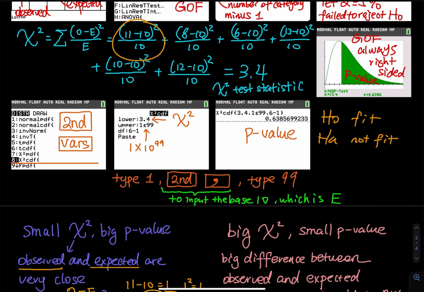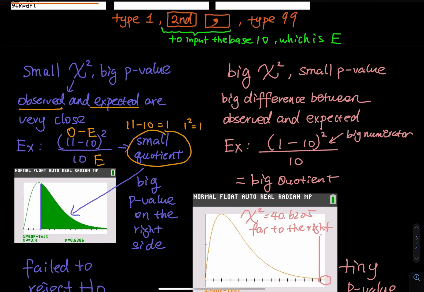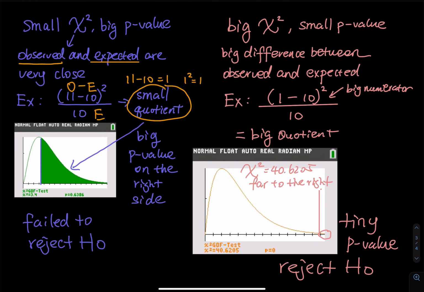Just take a look. 8 minus 10, 6 minus 10. Every one of these gives you a very small quotient. So you add 6 small quotients together. Of course, the chi-square of 3.4 is pretty low. So that's why when you look for the area on the right-hand side, the p-value is so big. When the chi-square is small, the p-value is big. So most likely you fail to reject the null hypothesis.